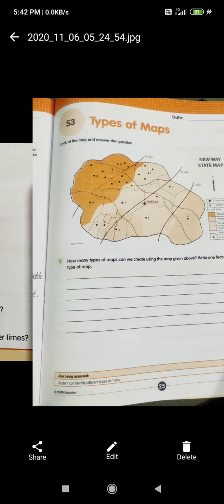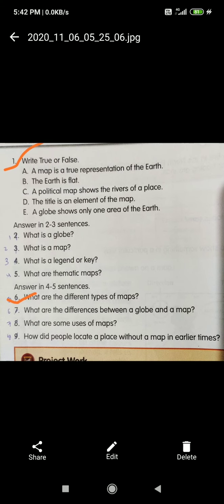Okay, now we will go to the classwork that you have to write. First thing you have to write is true or false. That you can skip and write at the last. After finishing all the question answers, you can write the true or false. Next, sixth question, you have to write what are the different types of maps that we have discussed. That only you have to write. Next one, fifth one also, you have to write what are thematic maps.